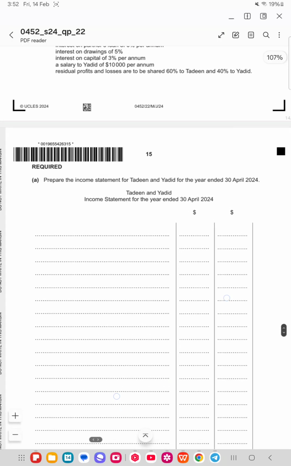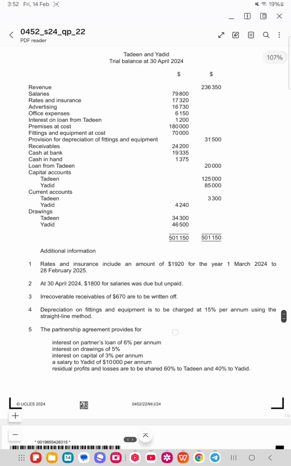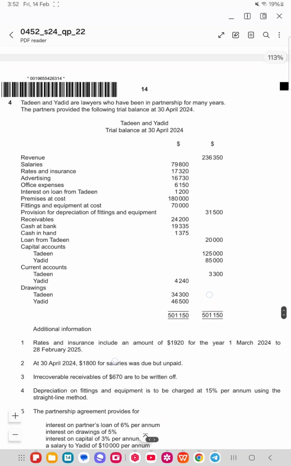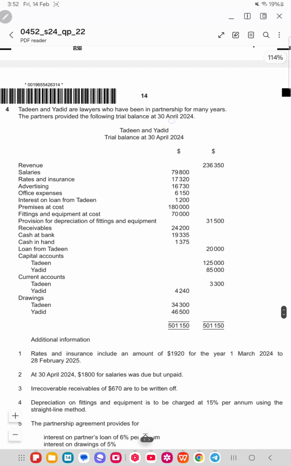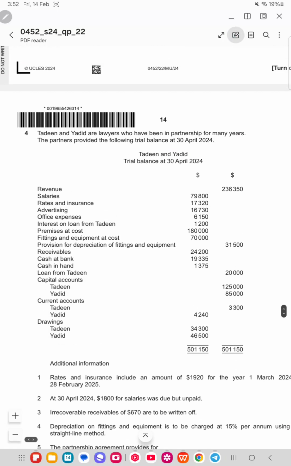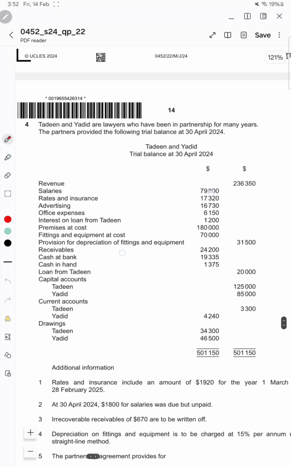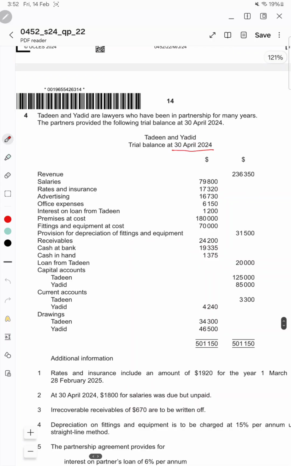For every problem we need to find out the financial year. Here the financial year is ending 30th April 2024. The financial year starts from 1st May and runs to 30th April, 1st May 2003 to 2004. This is the financial year. So first we have to do the income statement.